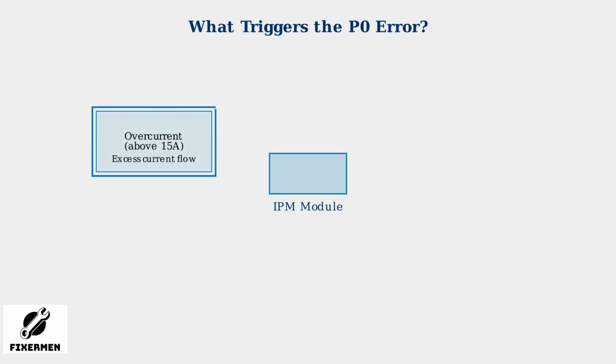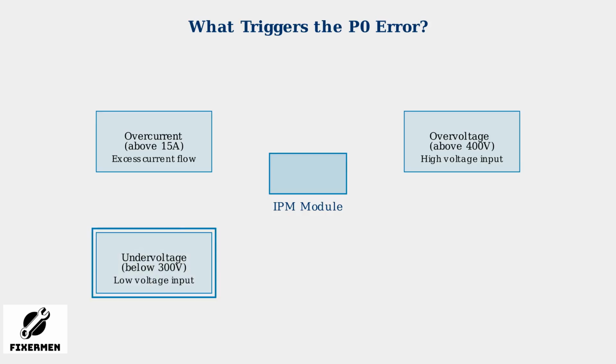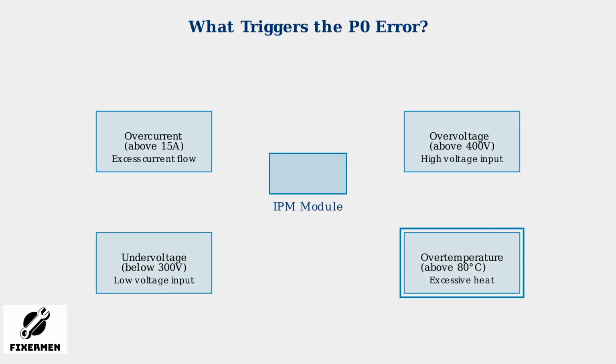Overcurrent occurs when current exceeds 15A, often from motor control issues. Overvoltage happens when voltage rises above 400 volts, potentially from power quality problems. Undervoltage triggers below 300 volts, indicating insufficient power supply. Overtemperature activates above 80 degrees Celsius, often from thermal management issues in the inverter board.